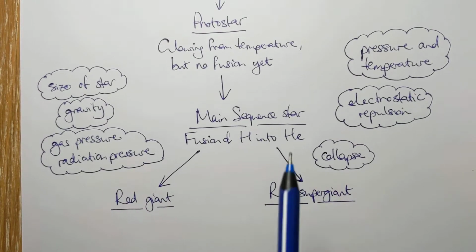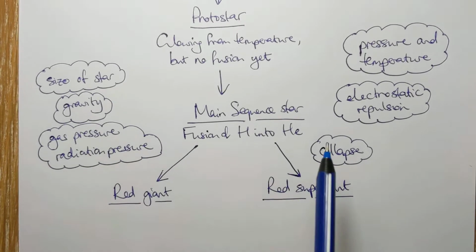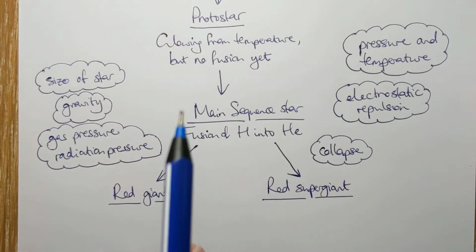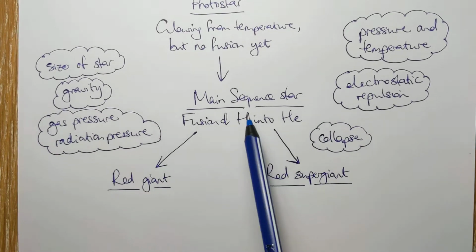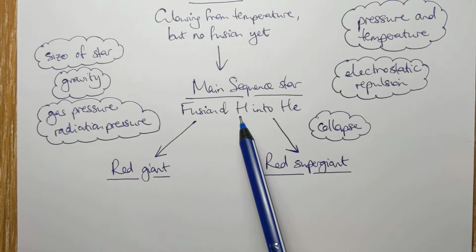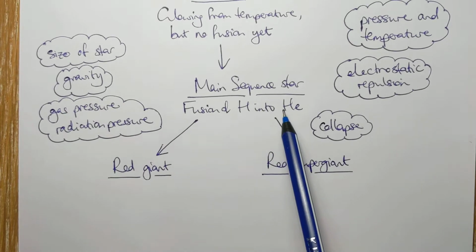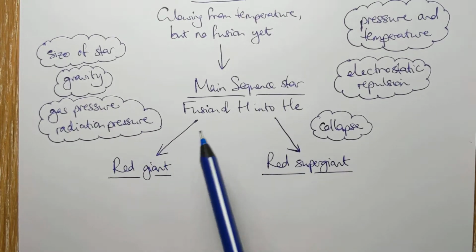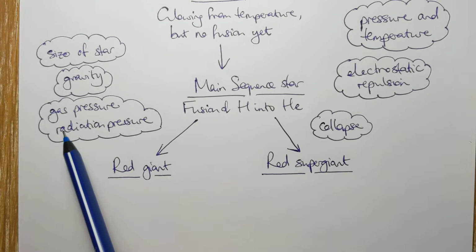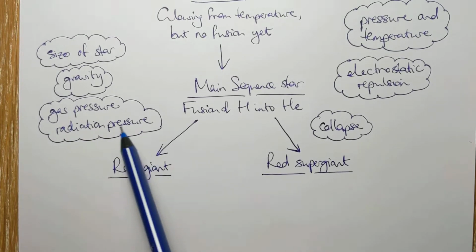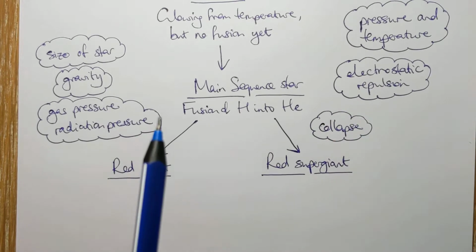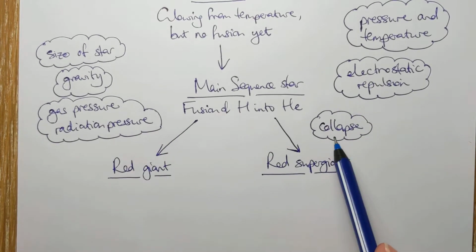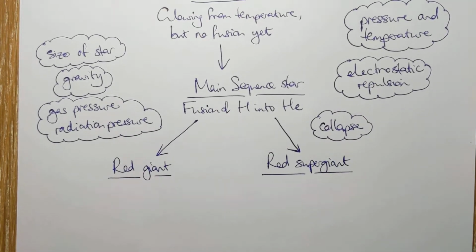Okay, I'm simplifying a bit now because actually you've got the core of the star and then you've got the outer layers of the star. So we're going to be simplifying a little bit here. But basically, when the hydrogen runs out, the fusion reaction in the centre stops and that removes the radiation pressure. And so now it's not balanced anymore. The inward force is bigger and the star collapses.